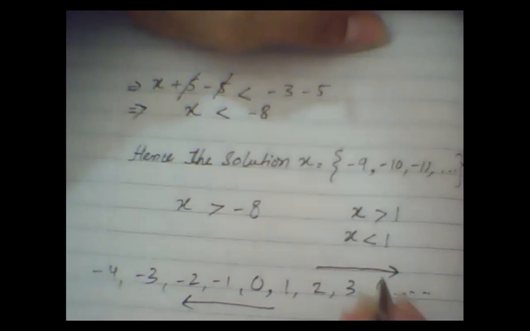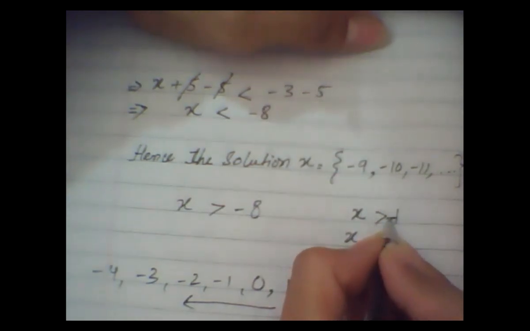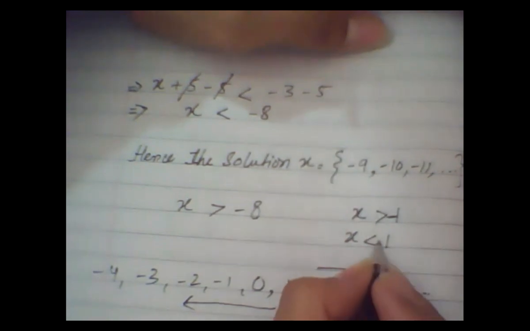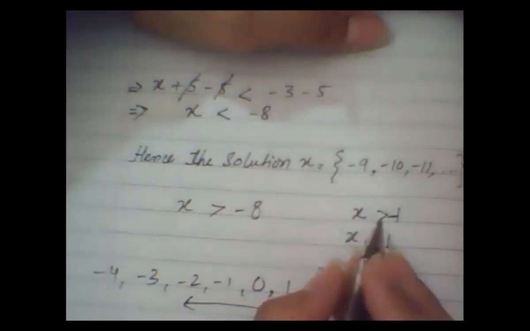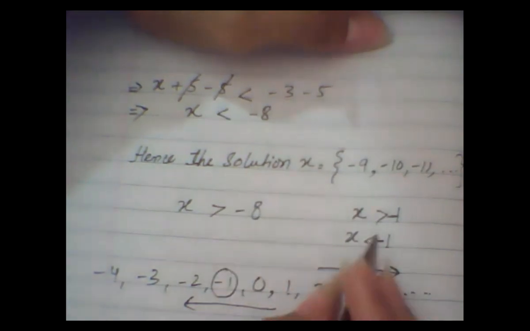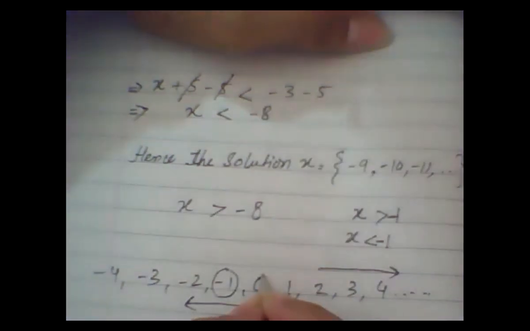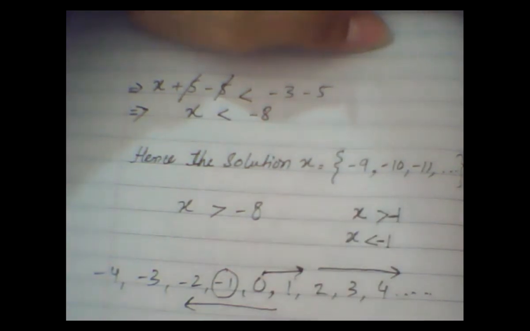In the same way, students, if in this question I write x is greater than minus 1 and x is less than minus 1. Where is minus 1? Here is minus 1. Greater than means we have to move towards the right hand side. So the answer will be 0, 1, 2, and so on.